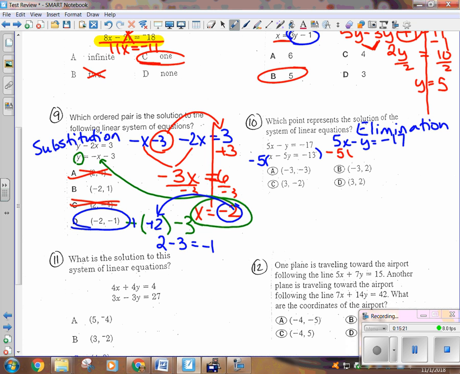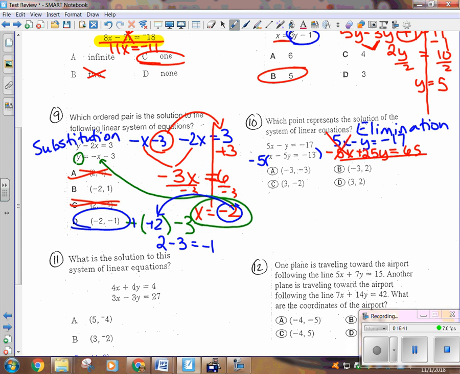So now my x's are going to eliminate. Negative 5 and negative 5y is positive 25y. And negative 5 and negative 13, that's going to be a positive. And 13 times 5, I think, is 65. So I had a little bigger numbers there. Now my x's did eliminate.